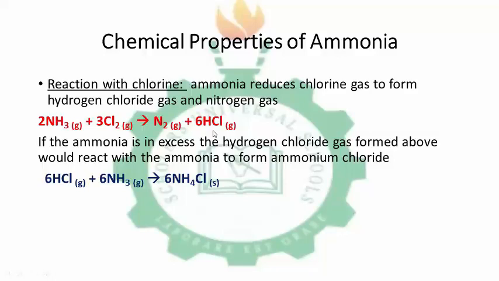Now, if the ammonia is in excess, the hydrogen chloride gas produced from this reaction will react with the excess ammonia gas to form the ammonium chloride. Please, let's take note of that. This is the hydrogen chloride gas from this reaction reacting with ammonia gas to form the ammonium chloride salt.